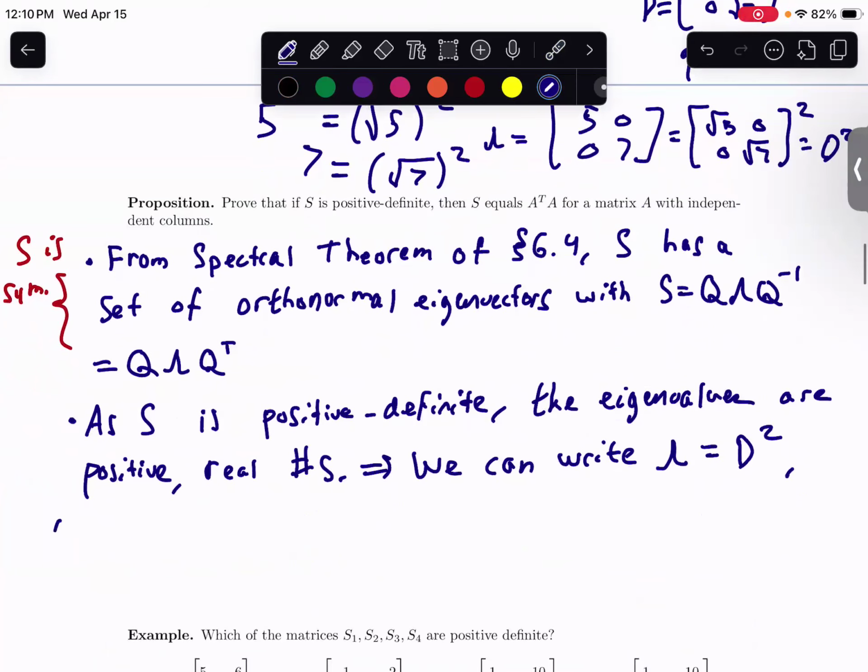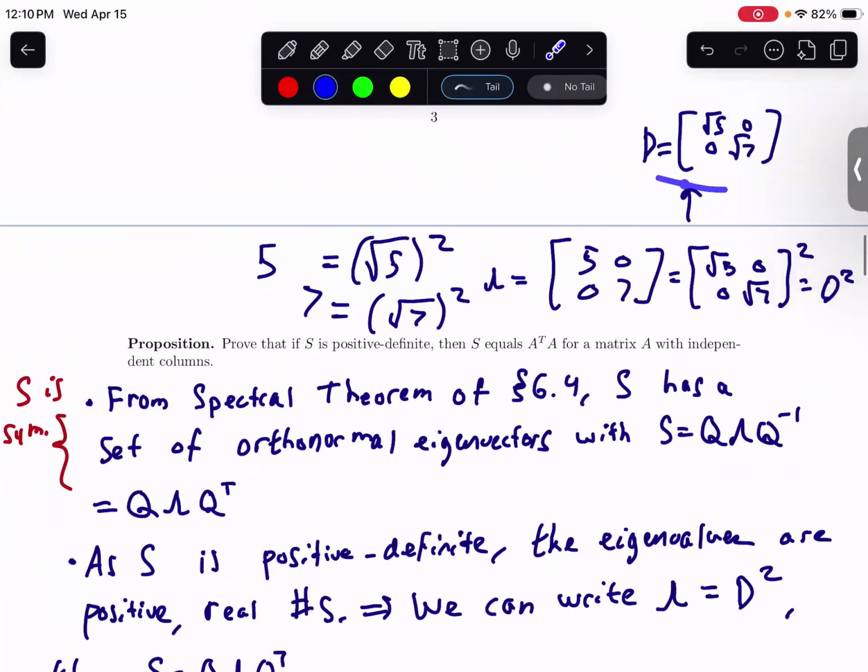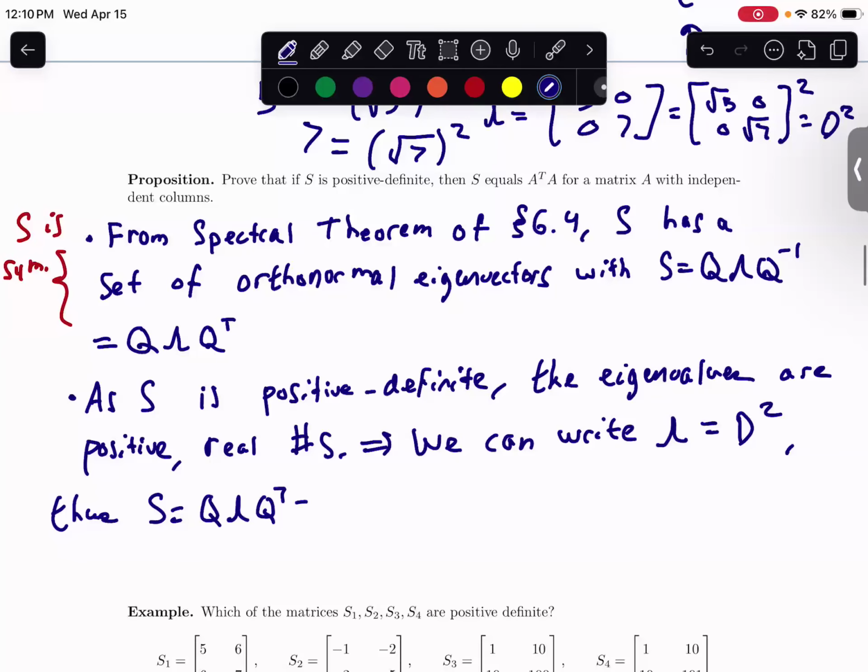And to wrap this all up, we're actually really close to the end. We had S equal to Q, and then lambda, and then Q transposed. But instead of thinking in terms of lambda, which is the eigenvalues, we can think in terms of D, which is really just the square root of the eigenvalues. So you can rewrite this as Q D squared Q transposed, which you can then write as Q times D times Q transposed.